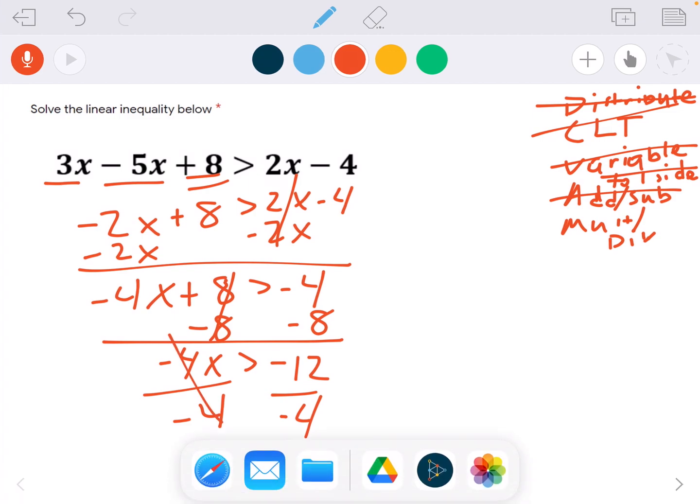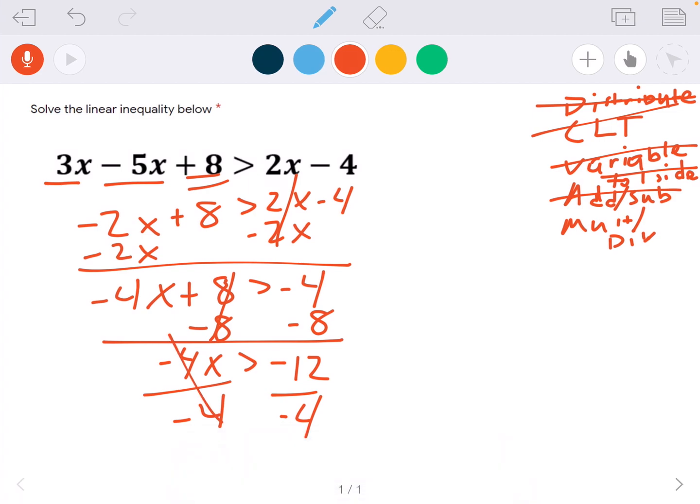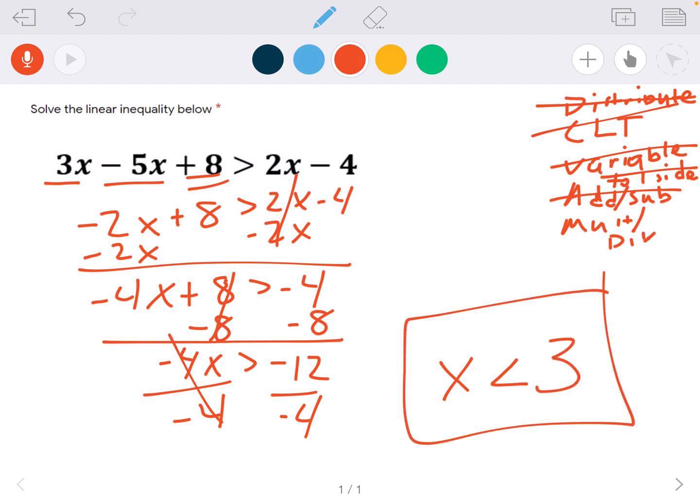So my final answer, I'm going to do it over here to the right. My final answer is x, but it's not greater than anymore because I have to flip it. So x is less than negative 12 divided by negative 4 is 3. So whenever you're dealing with inequalities, if you ever multiply or divide by a negative number, that sign has to be flipped.